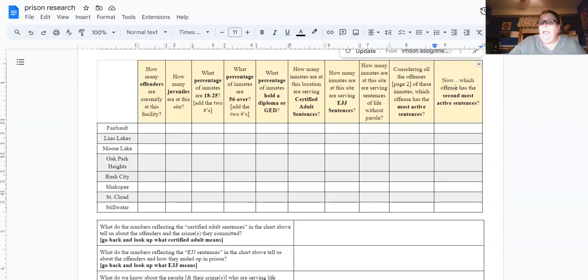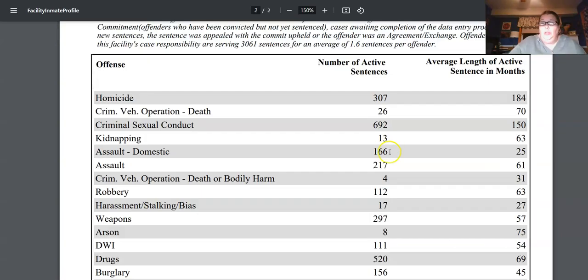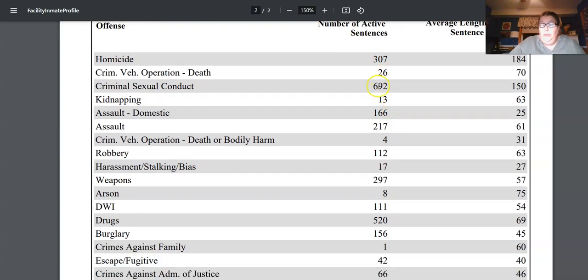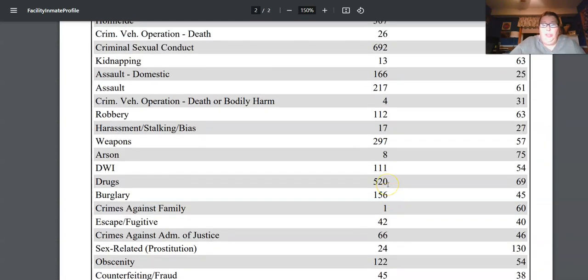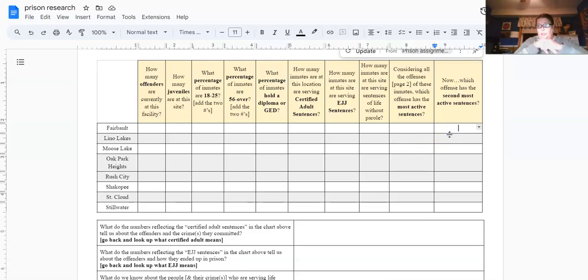And then I'm going to go to the second most. So 692 was first. I'm going to scan through and look what's next. I got a 307. Is there anything higher than 3? Yep, here's 520. So 520 looks to be the second highest. I'm going to put in this second box drugs.